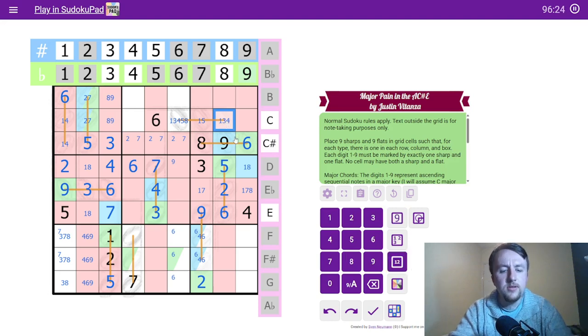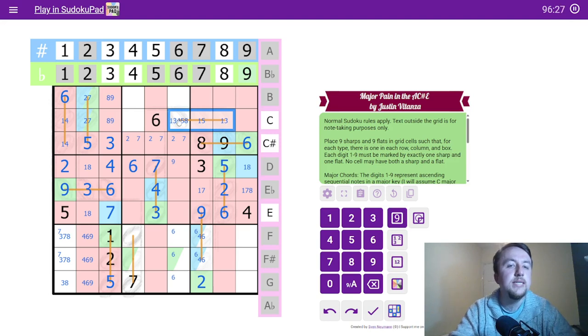Oh, actually, that's not going to be a 4, because if 4 does exist on this chord, it's as a flat, and so it would need to go over there. Okay. Yeah, I think all of those options are still possible, though.